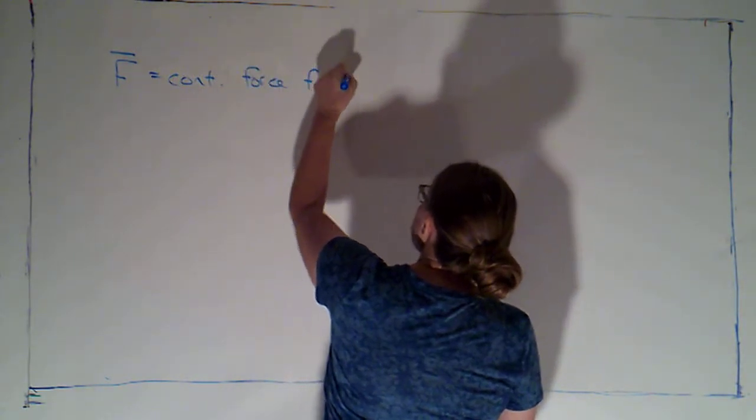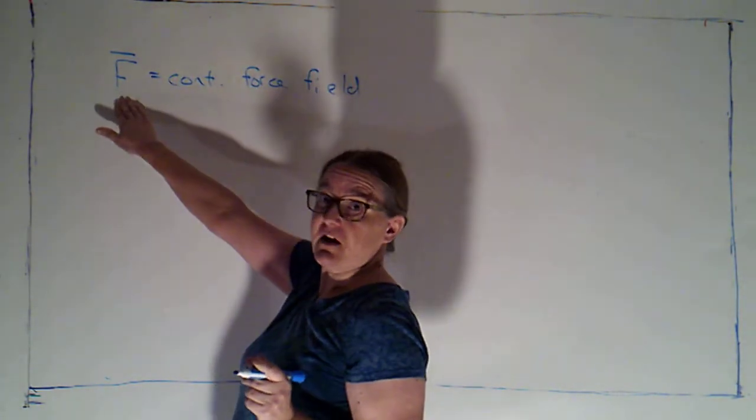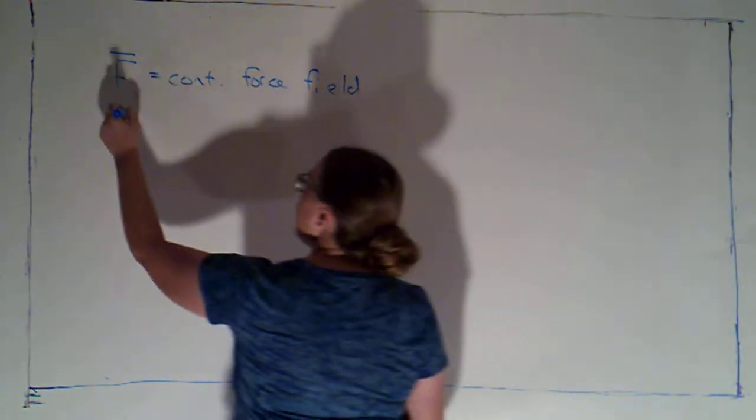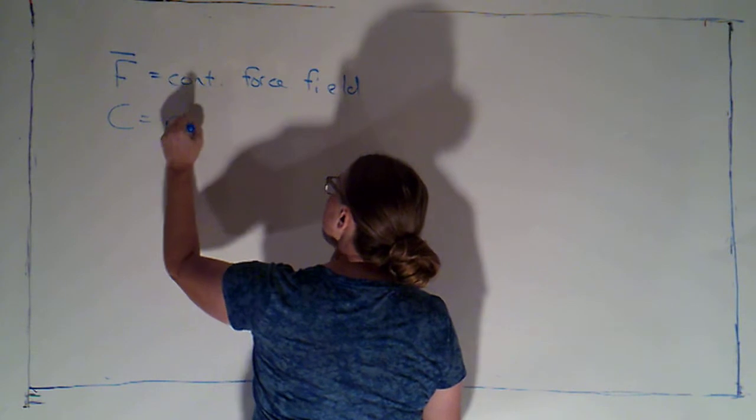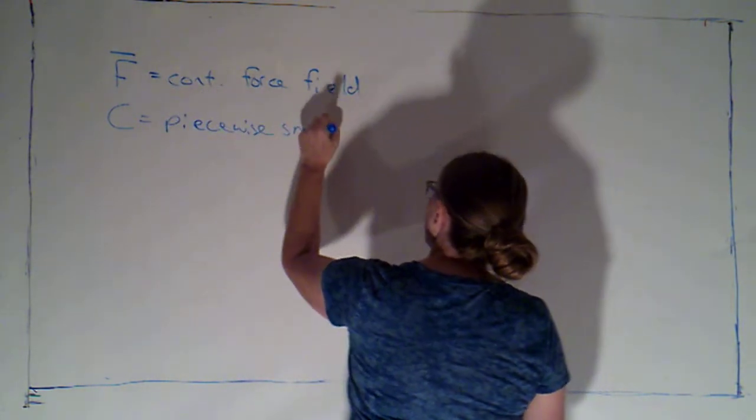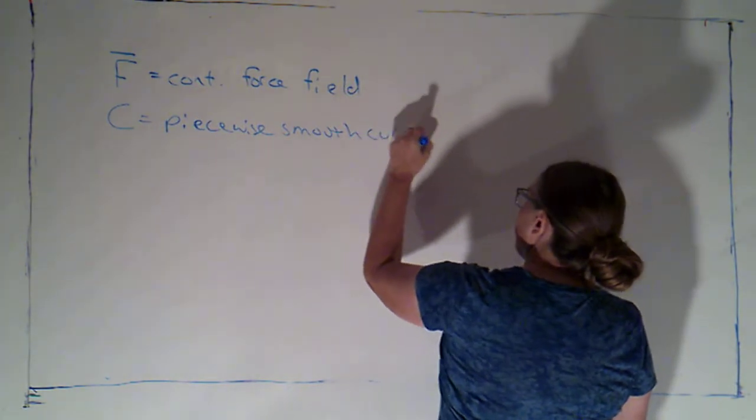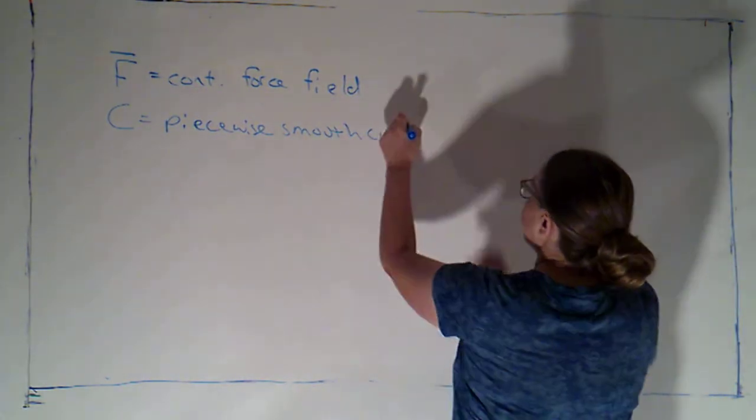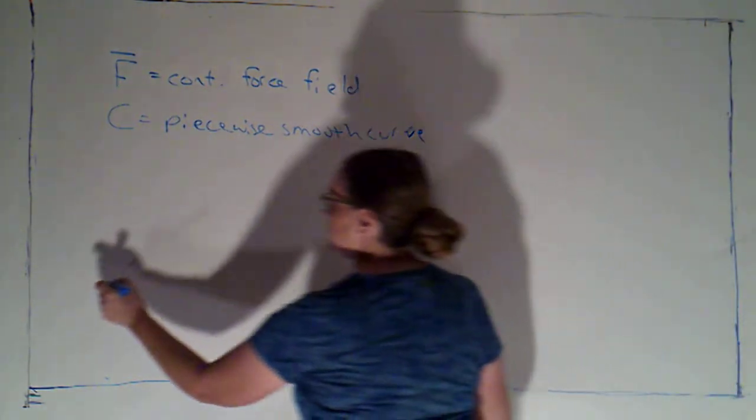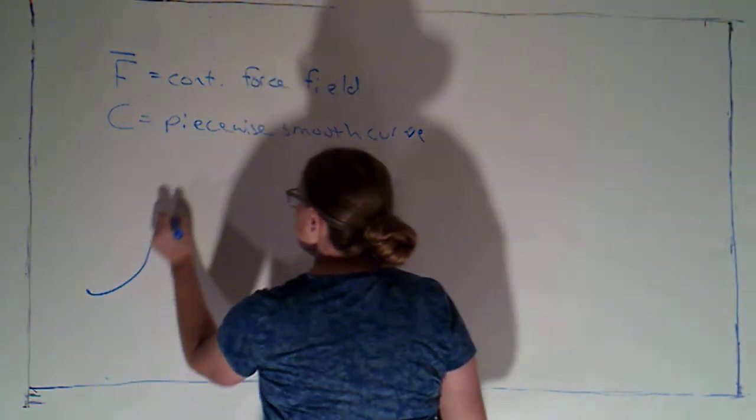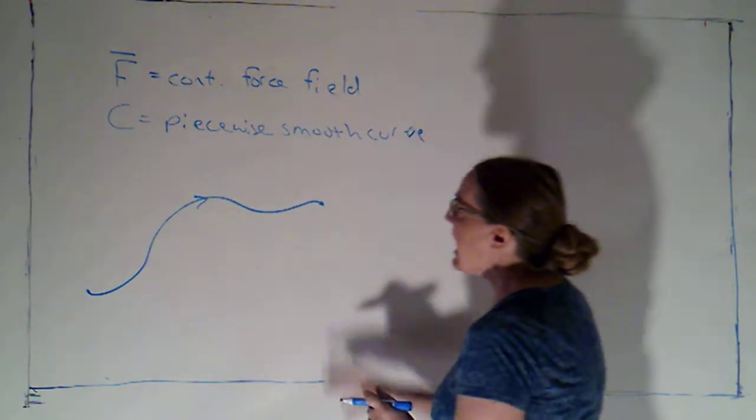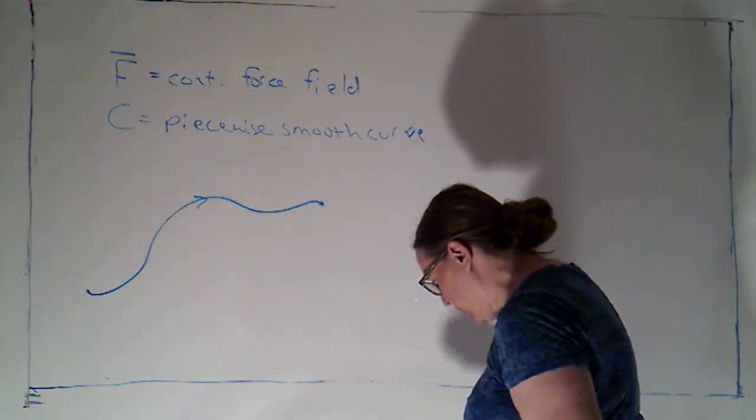So that just means each of the component functions of F are continuous. And this could be in 2 space or in 3 space. And I'm going to have C be a piecewise smooth curve. And C is going to be passing through this force field. So maybe C goes something like so. Okay. But it's passing through this force field.